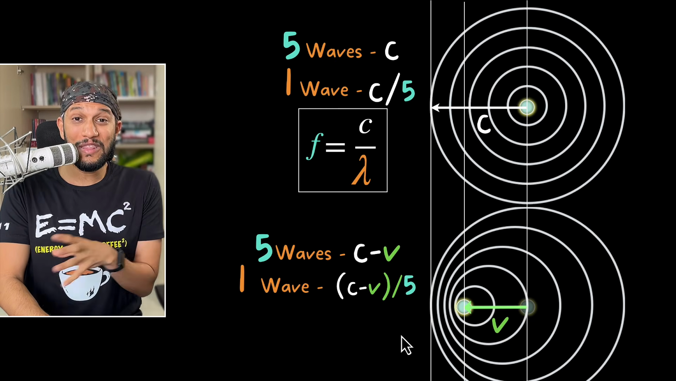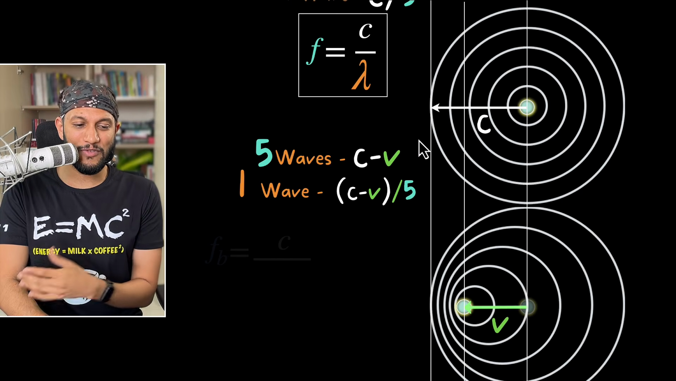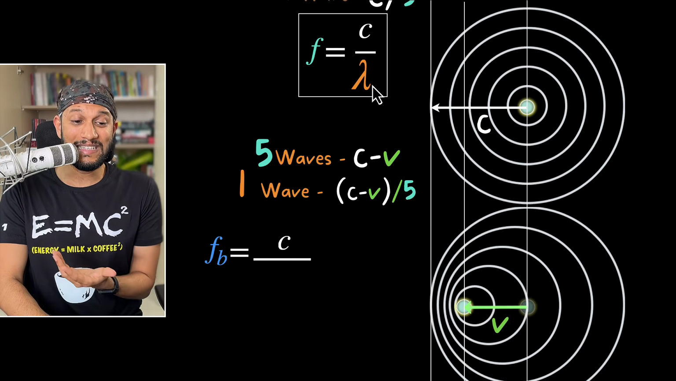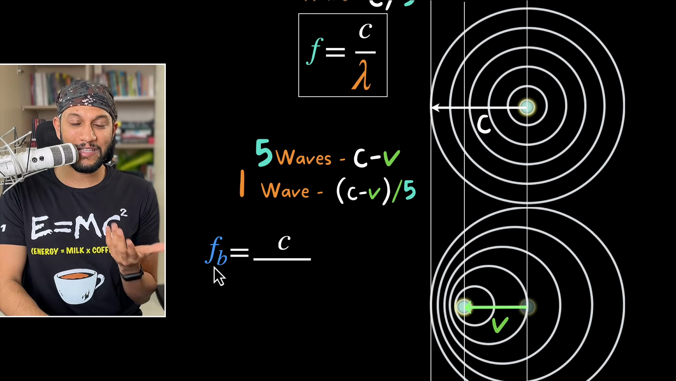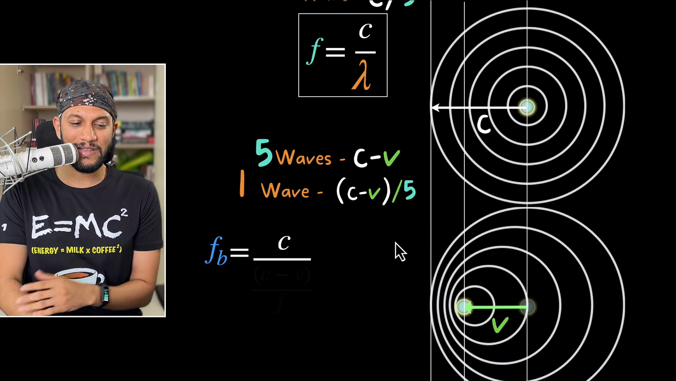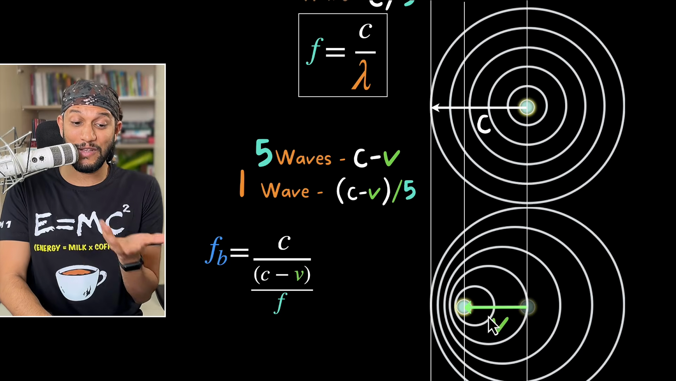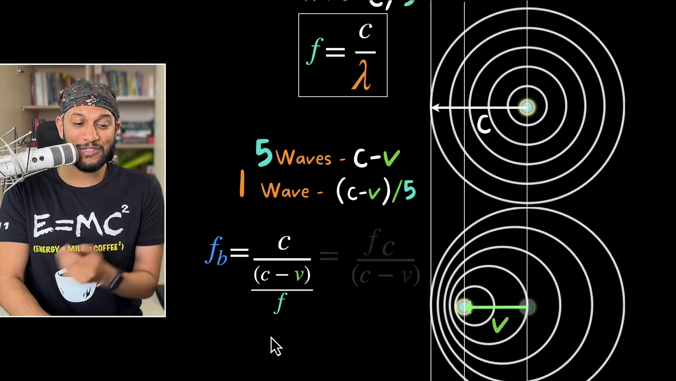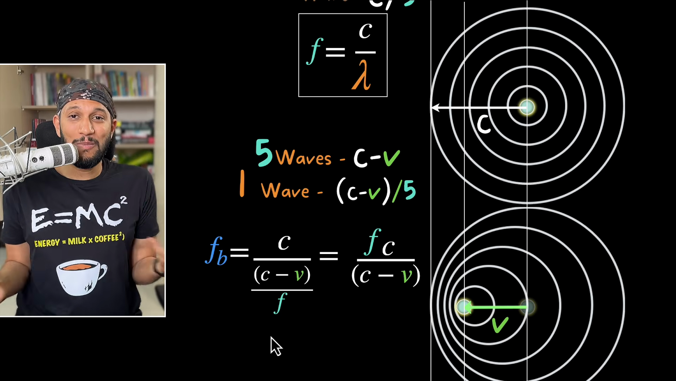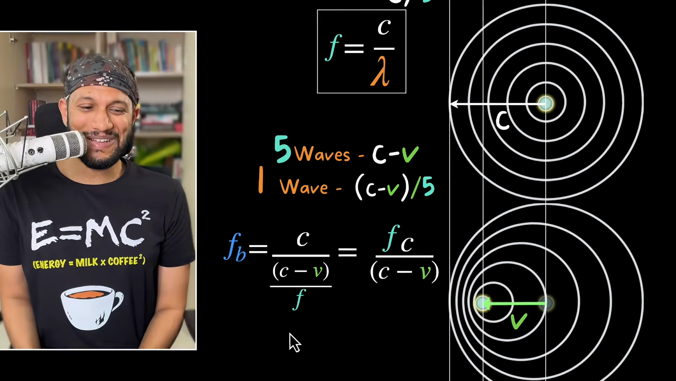And therefore, what will be the new frequency? Well, the new frequency, just from this formula, is going to be c divided by the new wavelength. I'm calling this the blue shifted frequency, f_b. And we know the new wavelength is c minus v divided by 5. That 5 is the original frequency, the frequency of the source. And if you just rearrange it, we get the blue shifted frequency. Look at that. Isn't that beautiful?